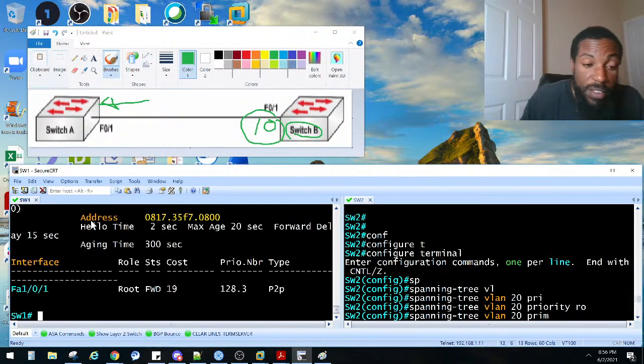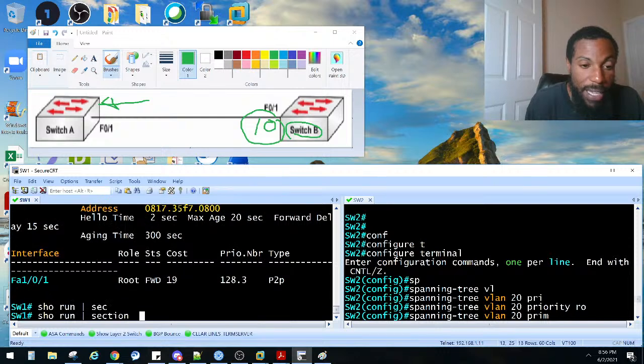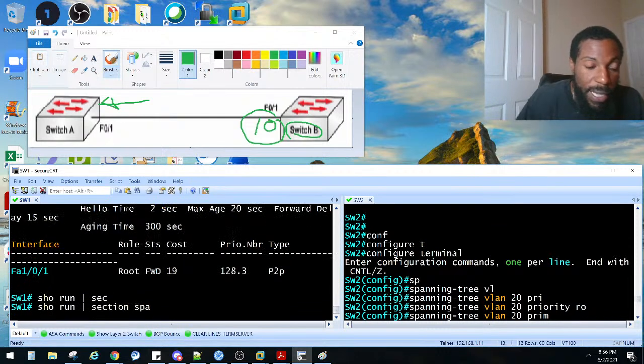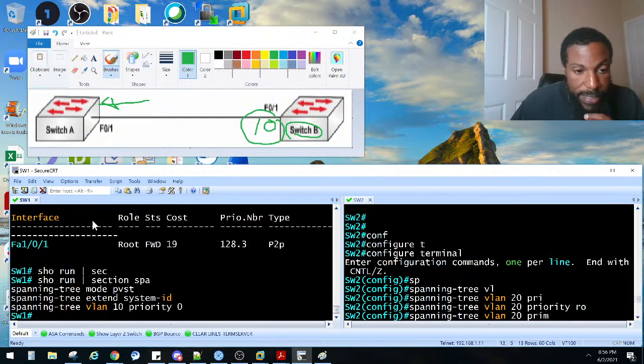So we can also do this show run, right? And then section span. Let's see. Span. Yes, that gives us the spanning tree section. We are running actually PVST. That is the mode we're running. So per VLAN spanning tree. They want us to set it to RSTP.